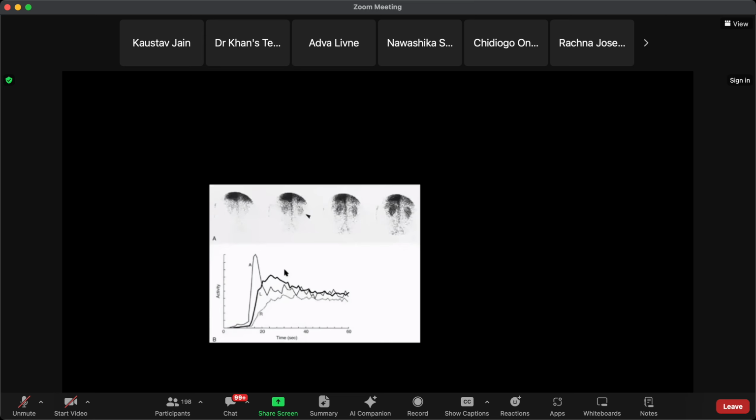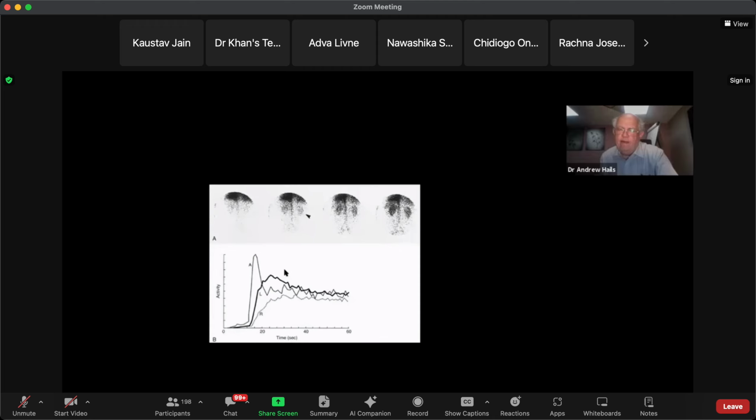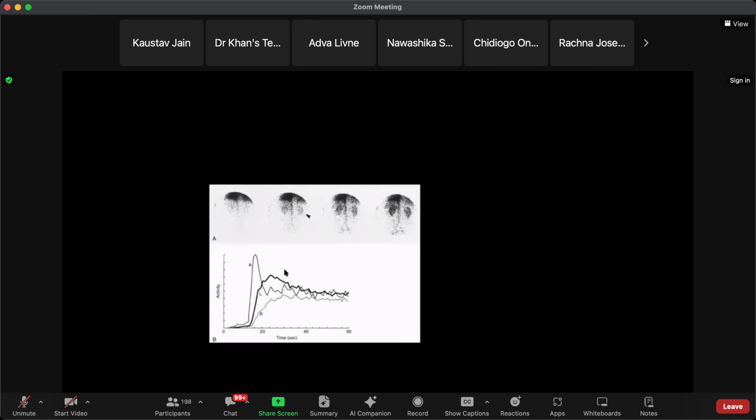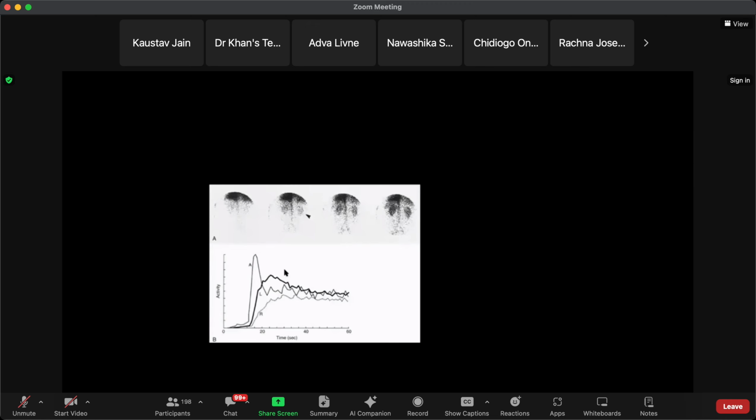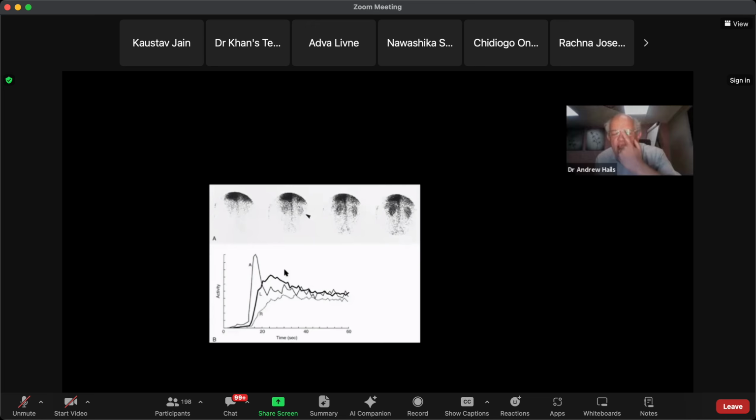So you can see there's a graph at the bottom, and there's increased uptake in the beginning, and then after about 20 seconds, it appears to plateau off. Is this normal or abnormal? It looks abnormal because there's no decrease. Abnormal? I think this is basically a normal one.